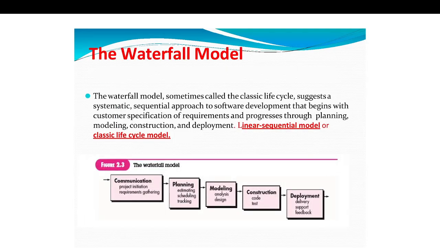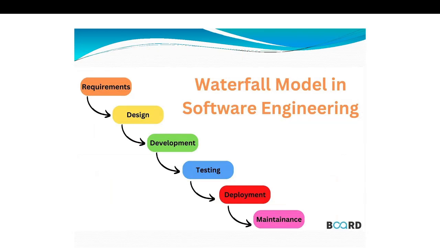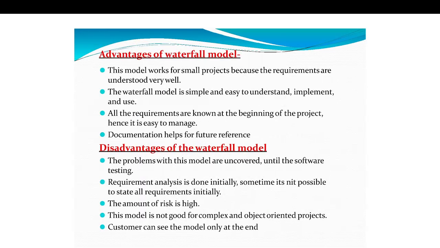In the waterfall model, sometimes we call it the classic life cycle, it suggests a systematic sequential approach to software development that begins with the customer specification of requirements and progresses through planning, modeling, construction, and deployment. So communication, planning, modeling, construction, and deployment, it is a linear sequential model. First you complete the activities of requirements gathering, and once that is completed you can do the design, and then development and testing. After that, deployment and maintenance. So that's all about the waterfall model.